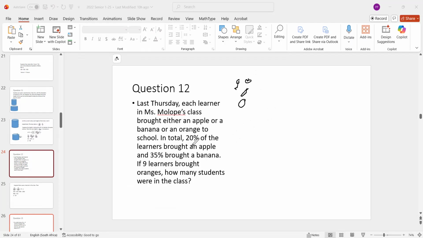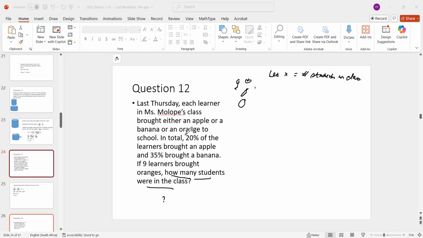In total, 20% of the learners brought an apple. So we don't know how many learners there are. So how many students were in the class? That's the question now. So let's give a name to that. Let x be equal to the number of students. That's what you need to calculate. So we're going to try to find an equation involving x using the information that is given.